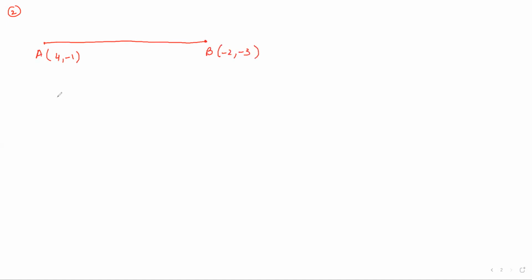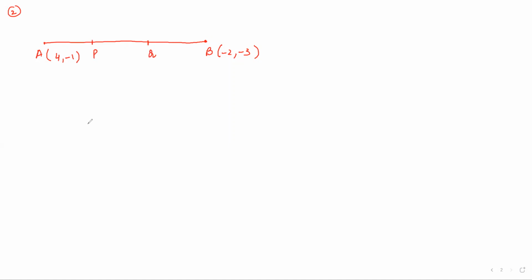Now, second question is on find the coordinates of the point of trisection of the line segment joining this and this. So basically, you have 2 points here. Let this be your point A, whose coordinates are 4 and -1. Then B, whose coordinates are -2 and -3, right? Now, find the coordinates of the points of trisection. So basically, you have to divide this line segment into 3 equal parts. Understood? So let this point be P and this point be Q. Fine? Now you want to find the coordinates of P and Q, right?